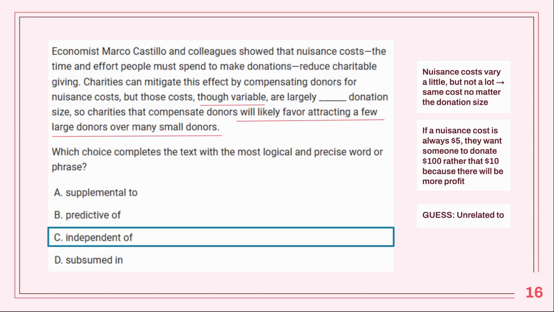B, predictive of. Predictive of means that you can predict the donation size based on the nuisance cost. But not only does that not make a lot of sense, we just established that there's really no relationship between the nuisance cost and the donation size. So one can't really predict or inform the other. Because there's no relationship, they can't be predictive of each other in any way. So B doesn't really make a lot of sense.